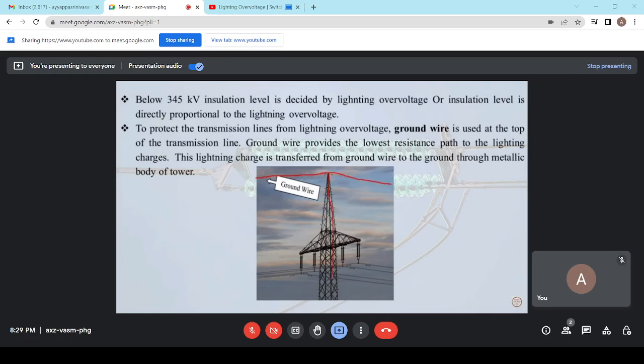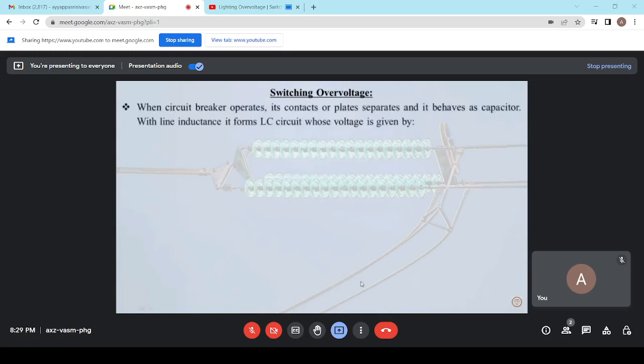Now we will discuss another reason for over voltage, and that is switching over voltage. Let's understand this. We know that when there is a fault, then circuit breaker operates and its contacts separate. When contacts of circuit breaker separate, then it behaves as a capacitor, because contacts of breaker are metallic and space between contacts acts as a dielectric medium. Now these separated contacts and the inductance of line together form an LC circuit, because the separated contact acts as a capacitor and the line acts as an inductor.